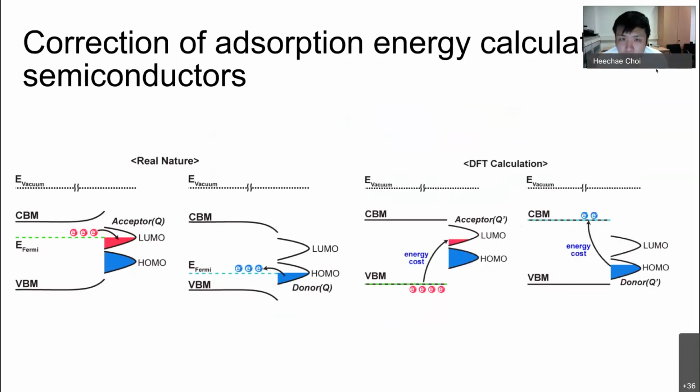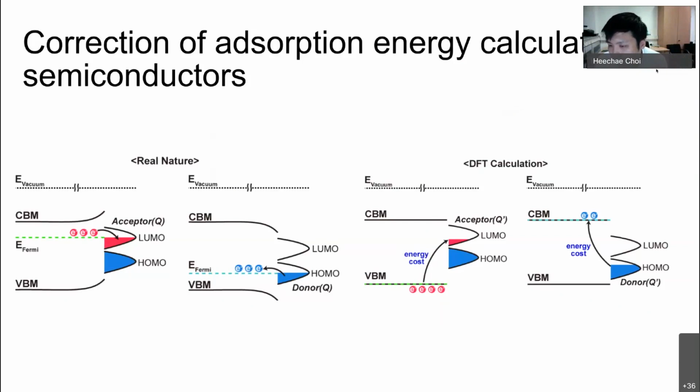But in DFT calculations, it has some limitation, because when you get the Fermi level, the electron chemical potential is given only to the VBM, which means that the energy cost is much higher for adsorption of the charge acceptor, because the electron is given from the VBM, not from somewhere around the band gap center. If the Fermi level is around the band gap center, then it is much easier to give an electron from a semiconductor surface to the acceptor.